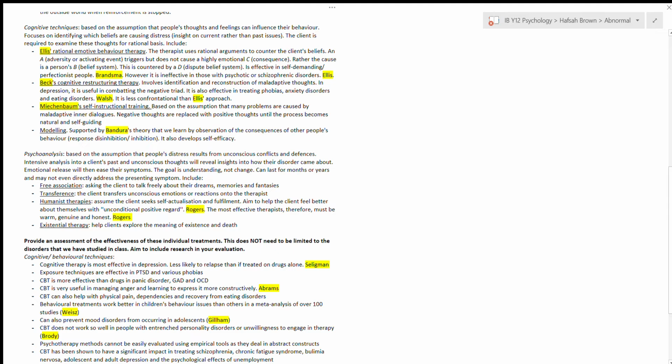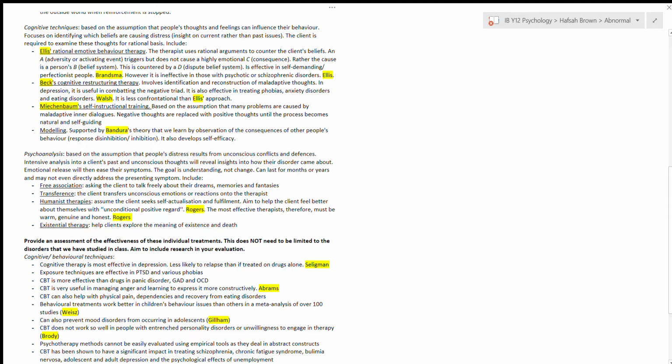The second one that's really good and recurs in many dot points is Beck's cognitive restructuring therapy. And as we know, Beck is all about the negative triad, so negative thoughts about the self, about others, and about the environment. And basically what we do in the therapy, we identify those thoughts and then we reconstruct them to be more positive and useful.